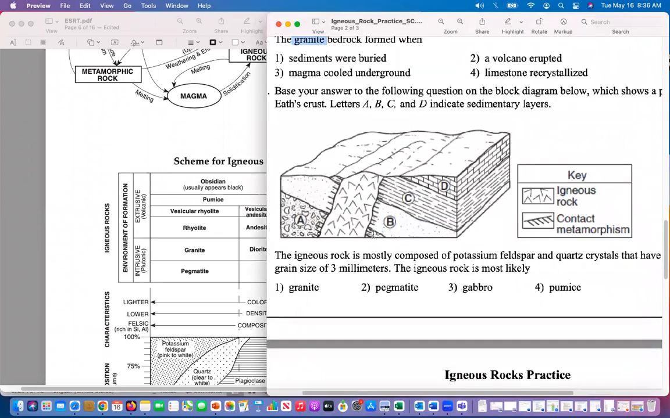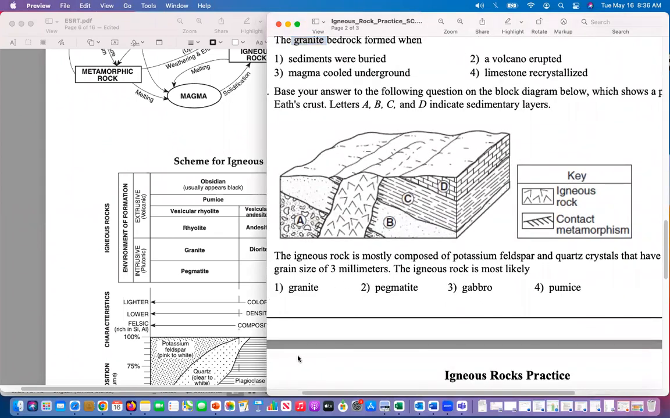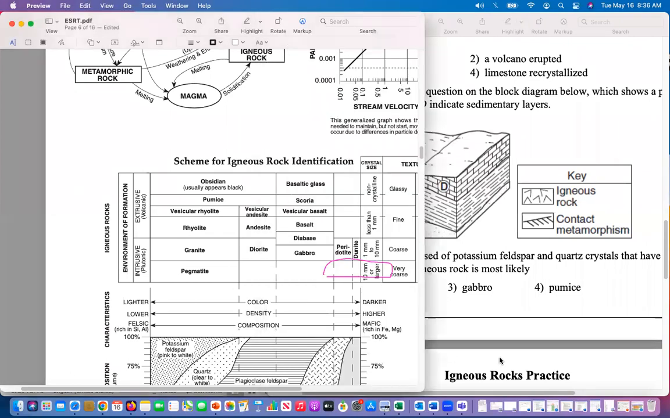When I take a look, one of the things that I notice is they give us a grain size of 3 millimeters. That lets me know that when I look on my chart, I'm looking at the crystal size and I see that 3 millimeters has to fit in which category? The one that says between 1 millimeter to 10 millimeters. So I know that it has to be a rock within this category right here. So it could be dunite, it could be peridotite, it could be gabbro, it could be diorite, and it could be granite, right? One of these 5.